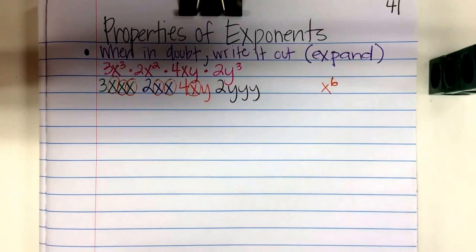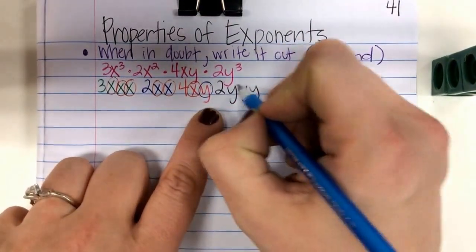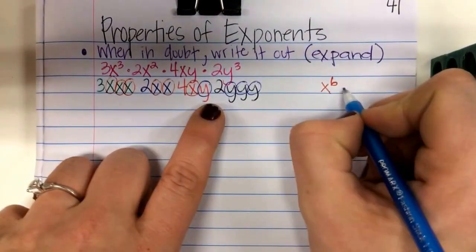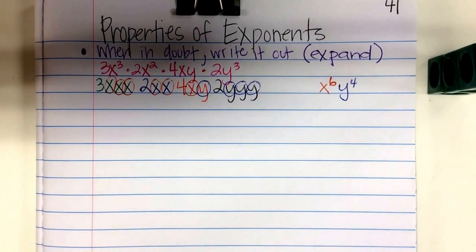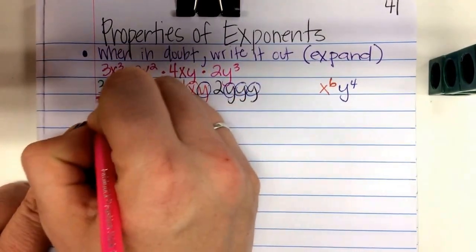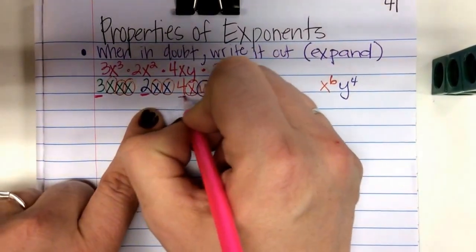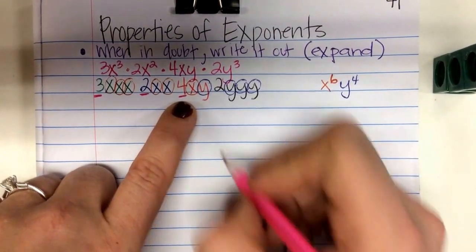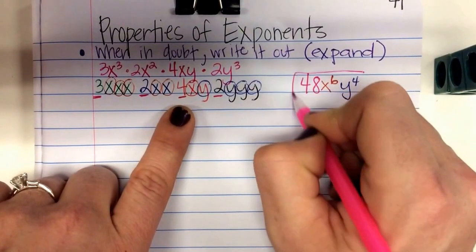What else can go together? The y's. 1, 2, 3, 4. Anything else? The whole numbers, my coefficients, right? The numbers in front. 3 times 2 is 6, times 4 is 24, times 2 is 48, and there's my answer. That's it.